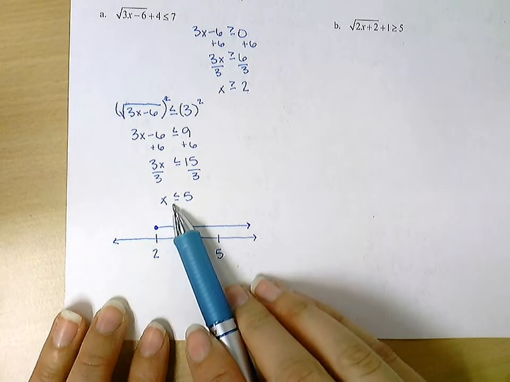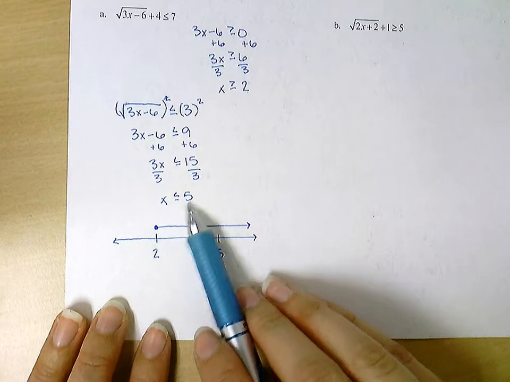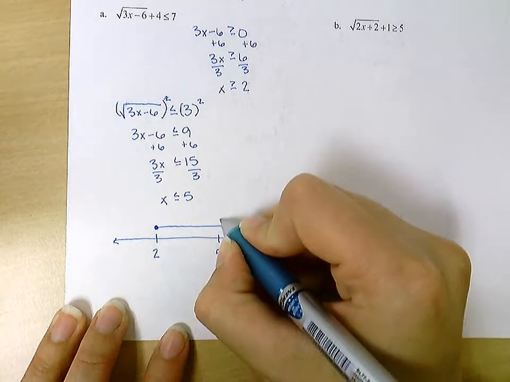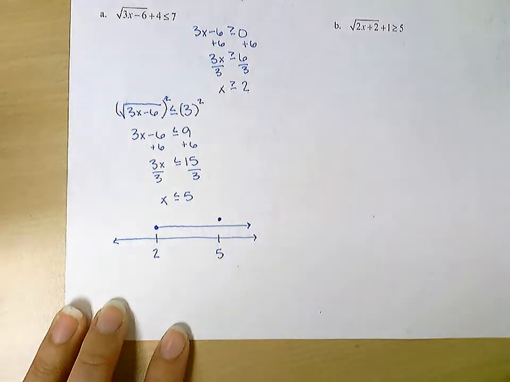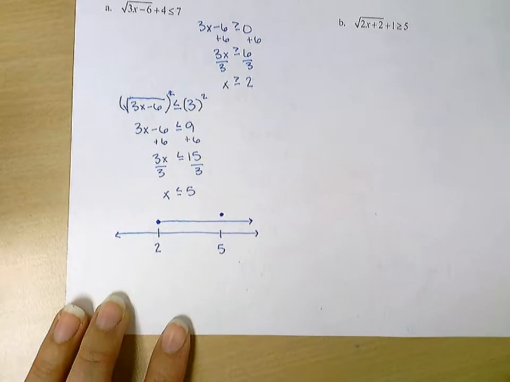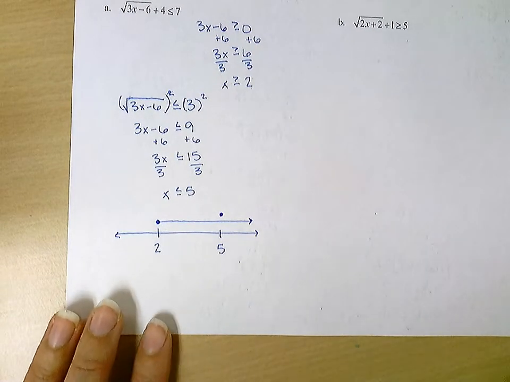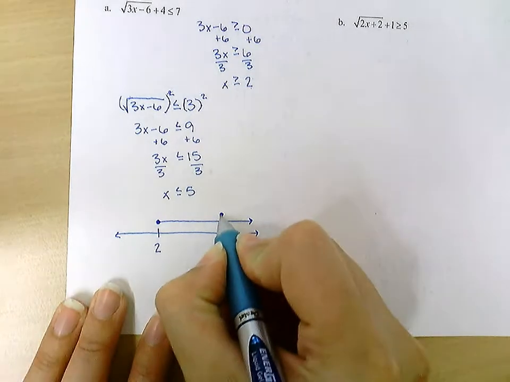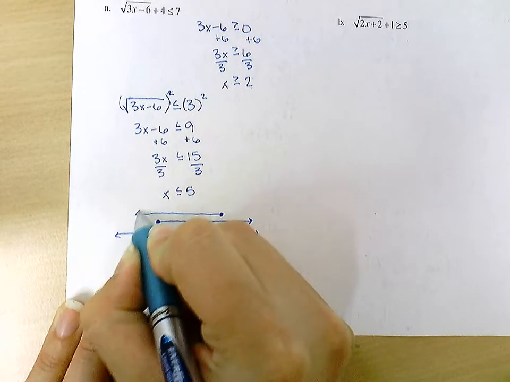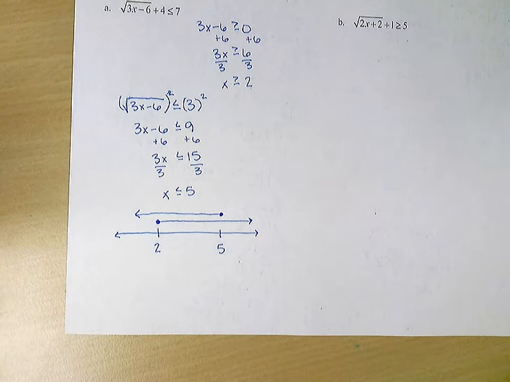Then my second solution here was x is less than or equal to 5. So at 5, again, I have a closed dot because it's equal to. And now I need all the values that are less than that. So that one will go to the left. So you have to see where these two overlap to get your answer.